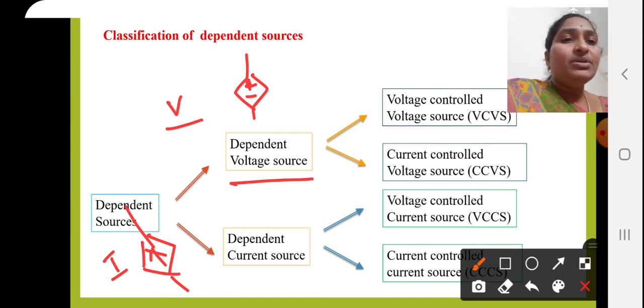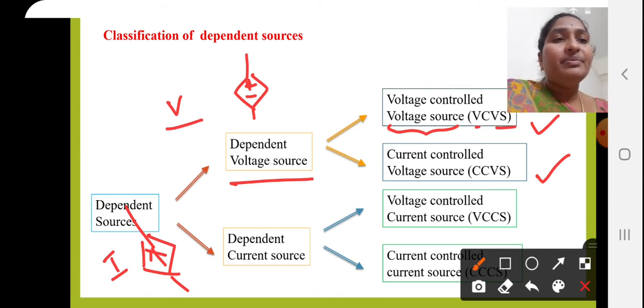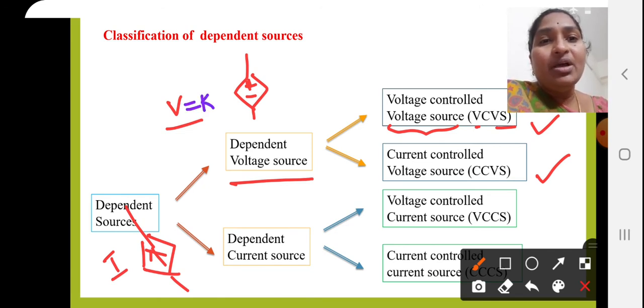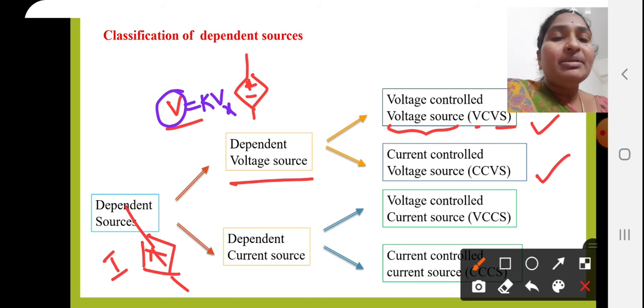Next, dependent voltage sources are classified into two types: voltage controlled voltage source and current controlled voltage source. Being a voltage source, here you can observe the difference. It is a voltage source which is controlled by some other voltage in the network. For example, if I take a voltage source whose value is dependent on some other voltage in the network. Let us say here V is the magnitude of voltage supplied by the source, but it is not a constant value. It depends on some other voltage Vx in the network.